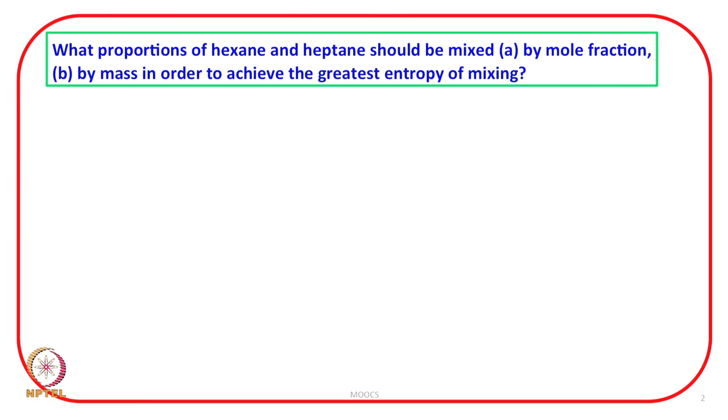The question is, what proportions of hexane and heptane should be mixed by mole fraction or by mass in order to achieve greatest entropy of mixing?